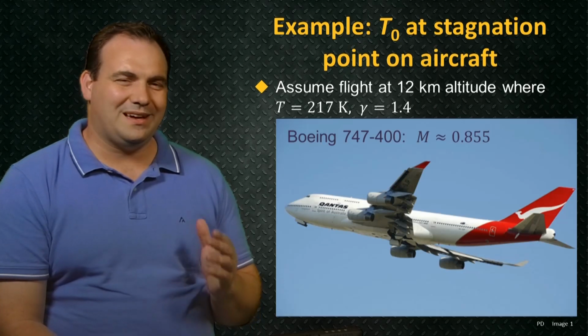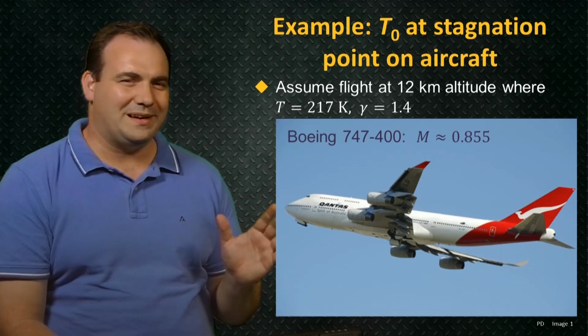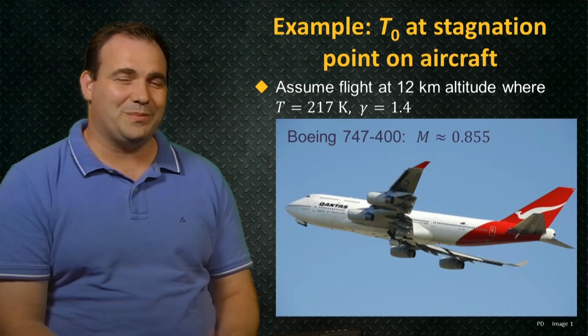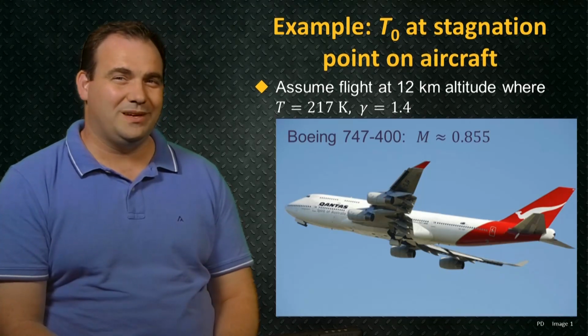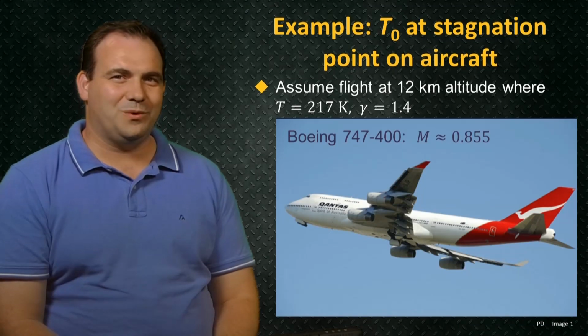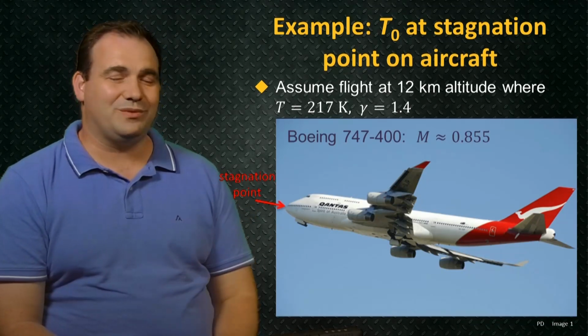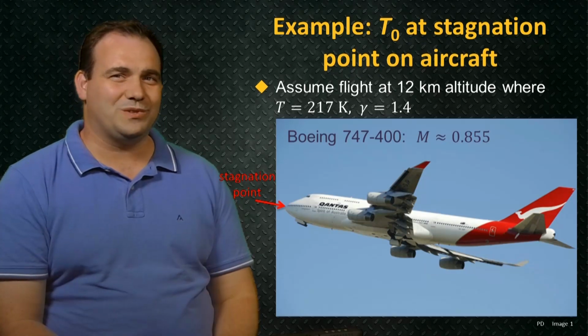We're going to look at some aircraft flying at different Mach numbers, all at an altitude of 12 kilometers where the temperature is 217 Kelvin, which is well below the freezing point of water, and for air, gamma is equal to 1.4. So what we're going to do is calculate the temperature against the stagnation point of these vehicles where the flow is brought to rest.